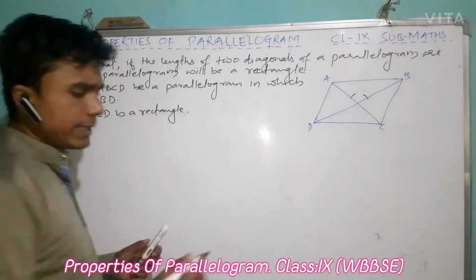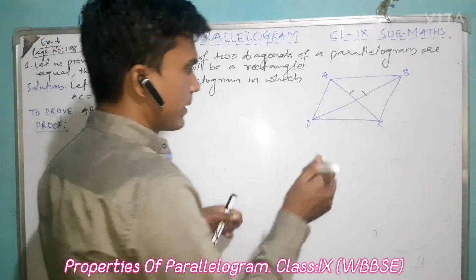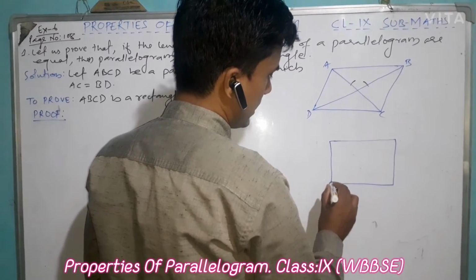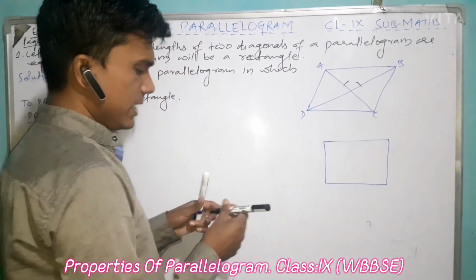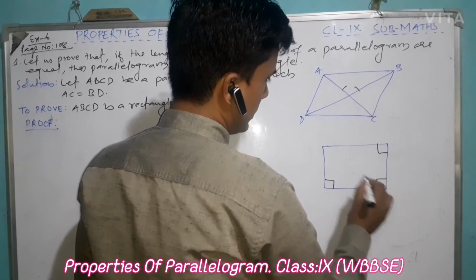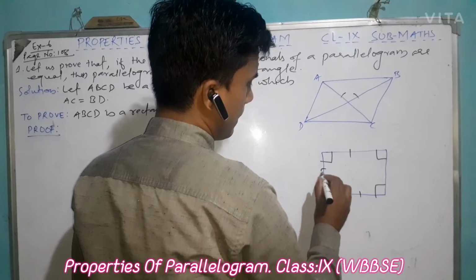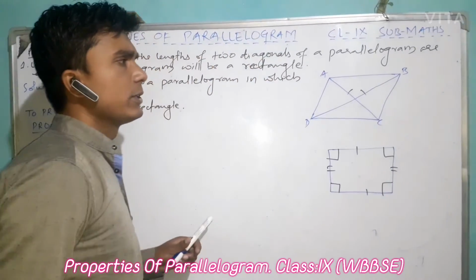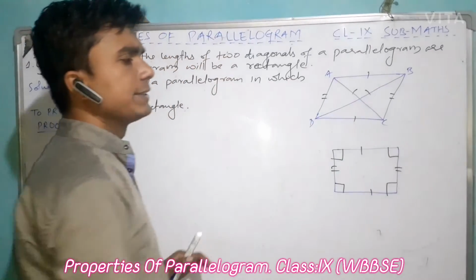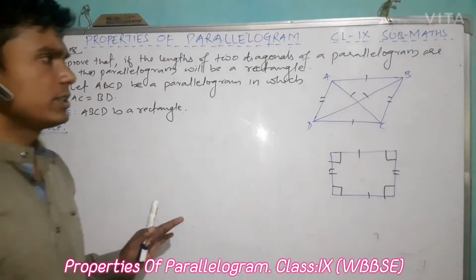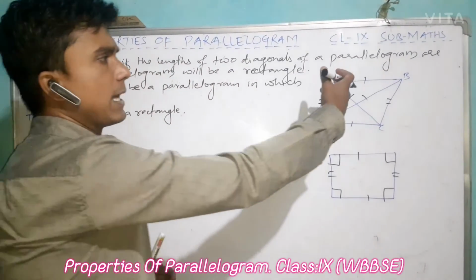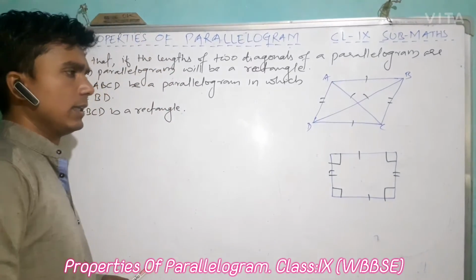In a rectangle, we know that opposite sides are equal and each angle is 90 degrees. In a parallelogram also, opposite sides are equal, but each angle is not 90 degrees. So if we can prove each angle is 90 degrees, we can say that this parallelogram ABCD is a rectangle. Here, what is missing?